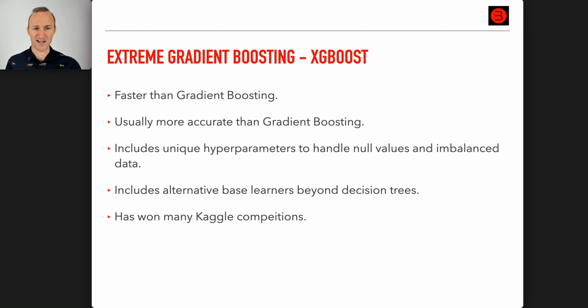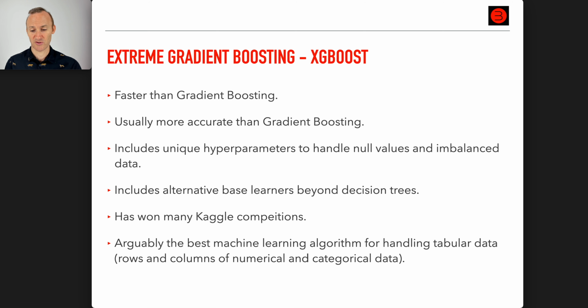It has won many Kaggle competitions, which is proof that it's a successful algorithm. It's not just people using it in research. It's competed against other models and won. And it's arguably the best machine learning algorithm for handling tabular data, meaning rows and columns of numerical and categorical data overall. That's what we look at in this course. You've seen it doesn't always produce the best results, but on average, if I had to pick one model to use, it would be XGBoost.